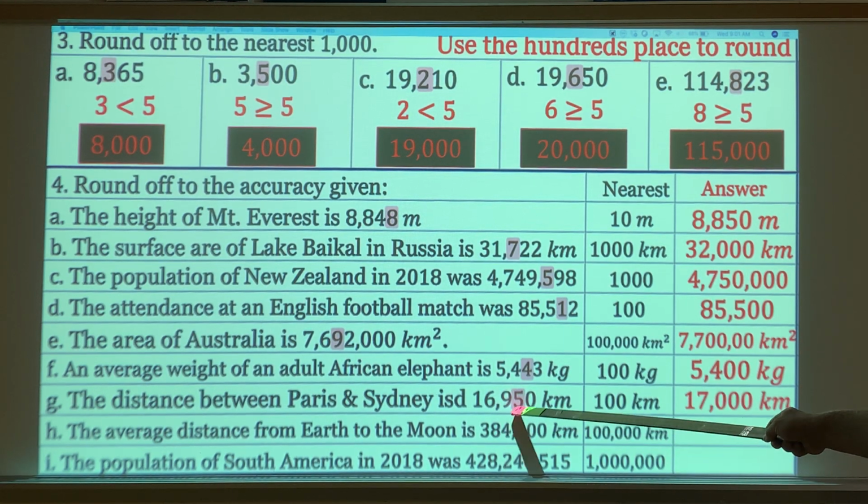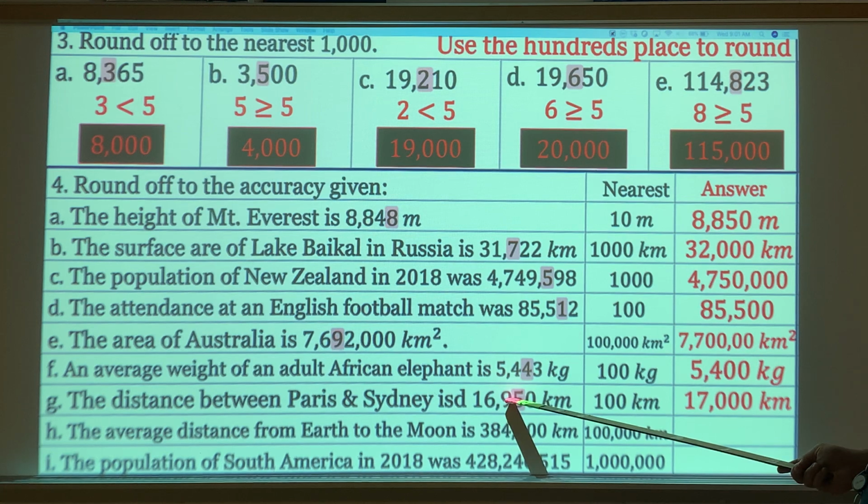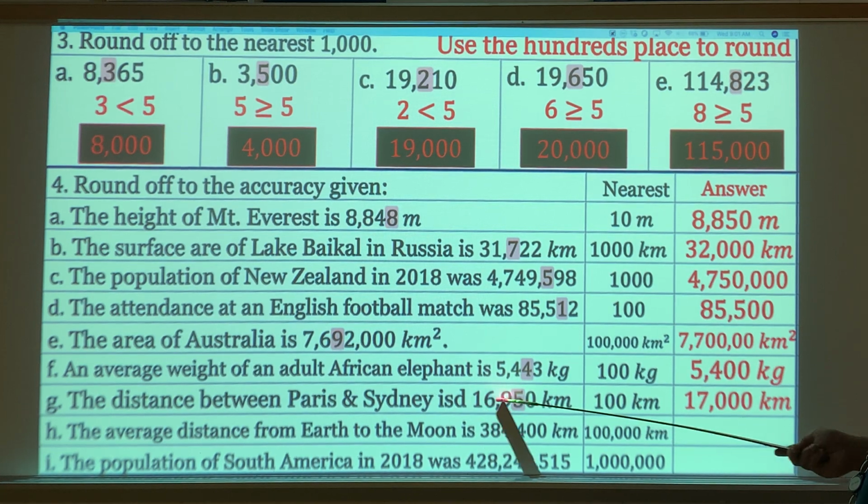There's your 100s place, so we use the 10s place. 5 is greater than or equal to 5. All right, so 16,900 becomes 17,000. 169 rounds up to 170.